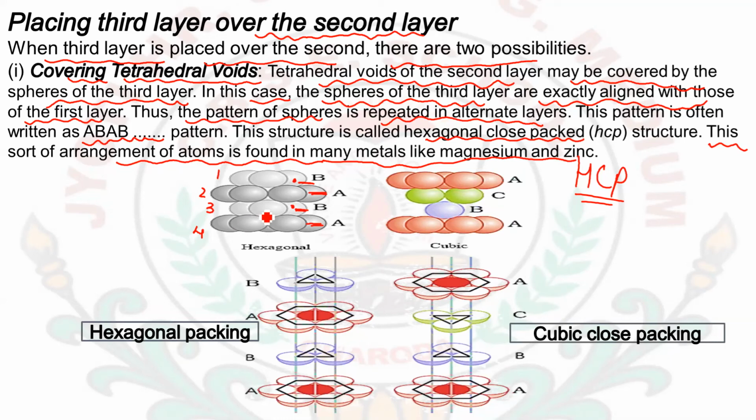But in case of cubic, the arrangement will be like this: A layer, B layer, C layer, then A layer again. It means the repeating of the layering is done after three layers. After that we see the repeating of the layer, and due to this reason the voids are large here. You can see the voids are very large here.